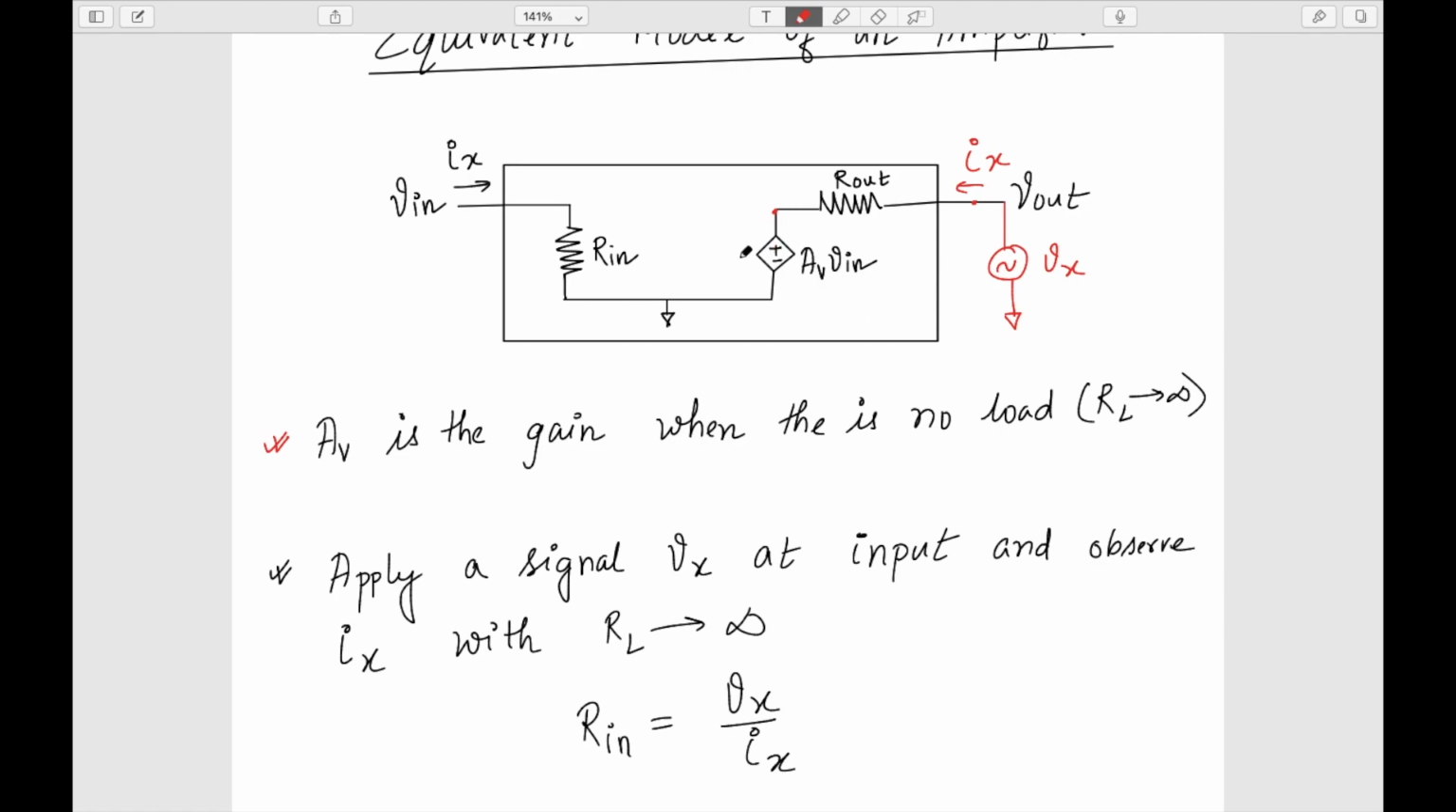Now how do we make this zero? So to make this zero or make it short, I just need to make this V in zero. Okay, because I don't have any option to make this AV zero, because I cannot touch this internal parameter. But yes, I have access to V in. So what I need to do is just make this V in 0. Okay, V in 0, and this will be 0. So my Vx by Ix will give me R out.